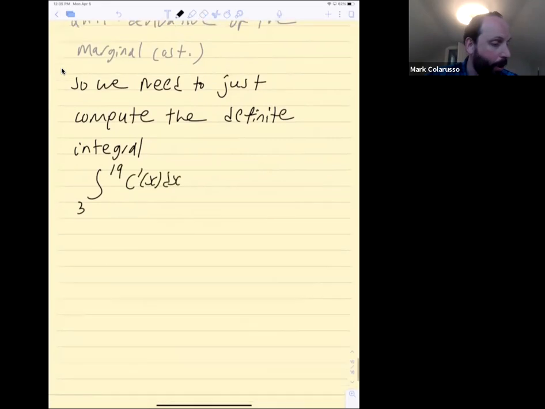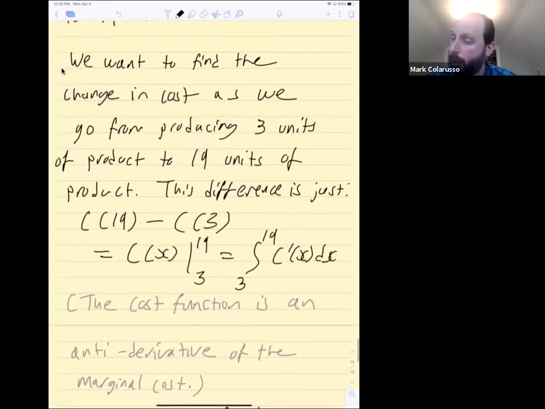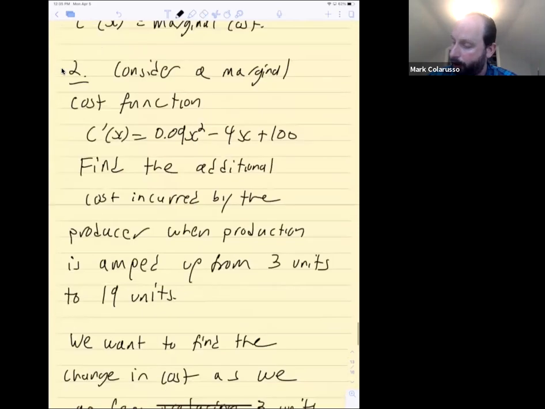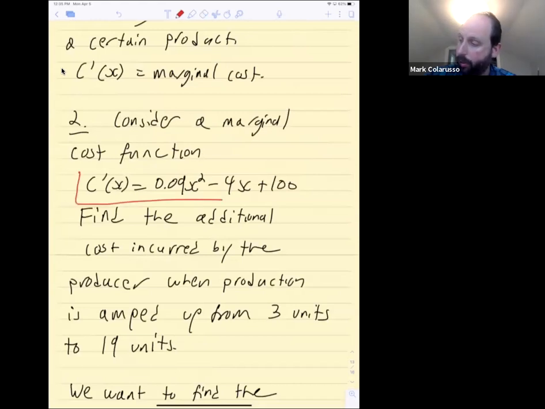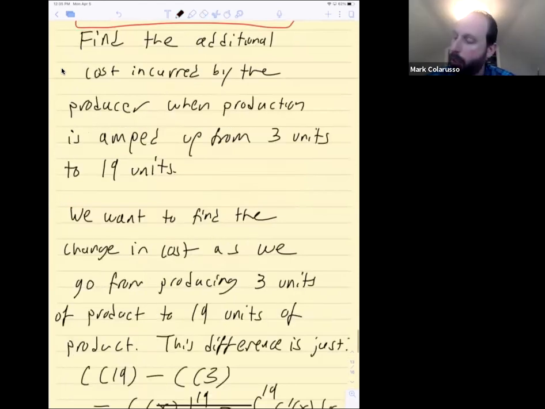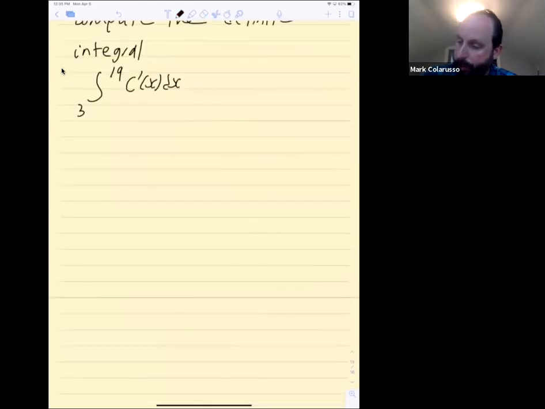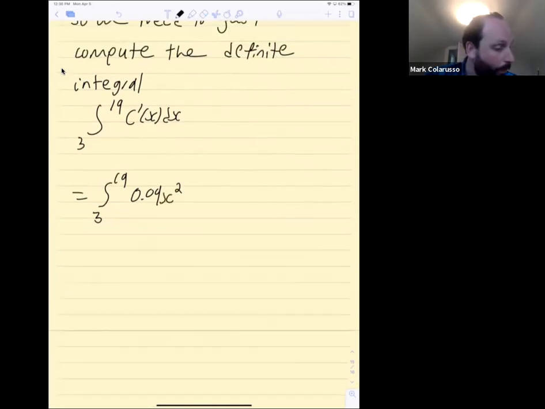Now we were given what the C prime of X was, right? It was way up here. We're not that far up. There it is. That was our C prime. Okay. So I'll just put that here as 3 to 19. So it's the integral of 0.09 X squared minus 4X plus 100 dX.